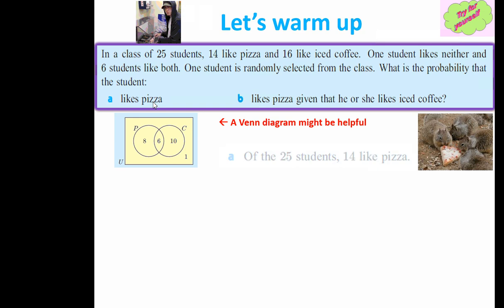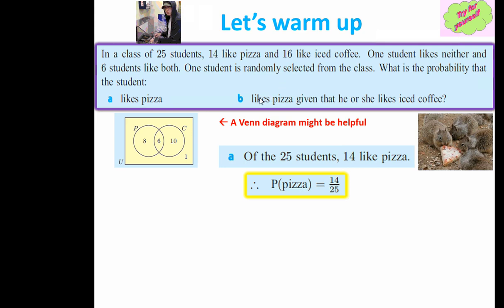So we already discussed what's the probability that they like pizza. Of the 25 students, 14 like pizza. If they said how many like pizza only, then it would be 8 out of 25. But because it's just how many like pizza in general, it's 14 out of 25. So the probability that they like pizza is 14 out of 25.